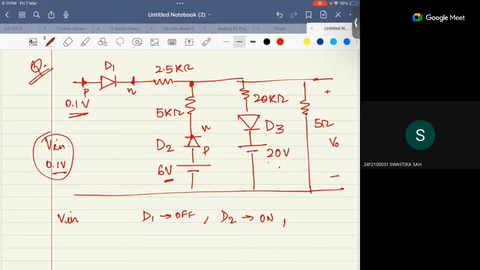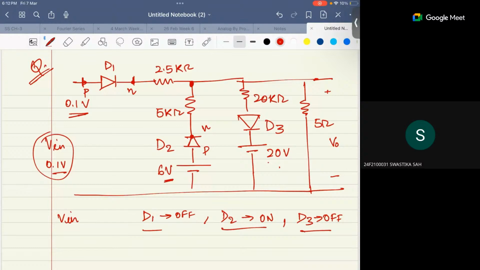And similarly, for D3, the PN junction is attached to a very high voltage, right? So that will be off, correct? I hope you would have thought this, right? Okay, so we were taking D2 and D3 correctly, but D1 we were taking incorrectly in the assumption. Even though we didn't progress here, we are just assuming that D1 is off, D2 is on, and D3 is off. And why have we assumed this?